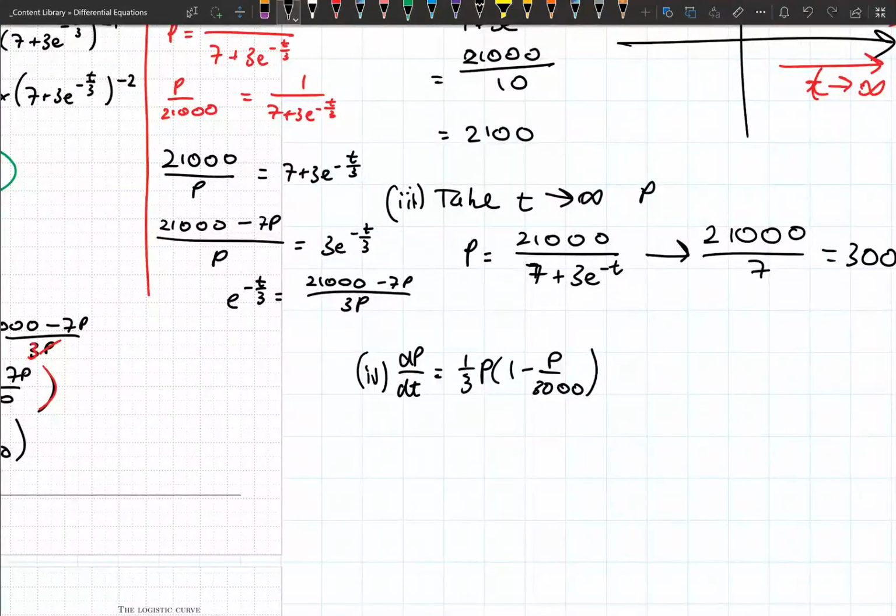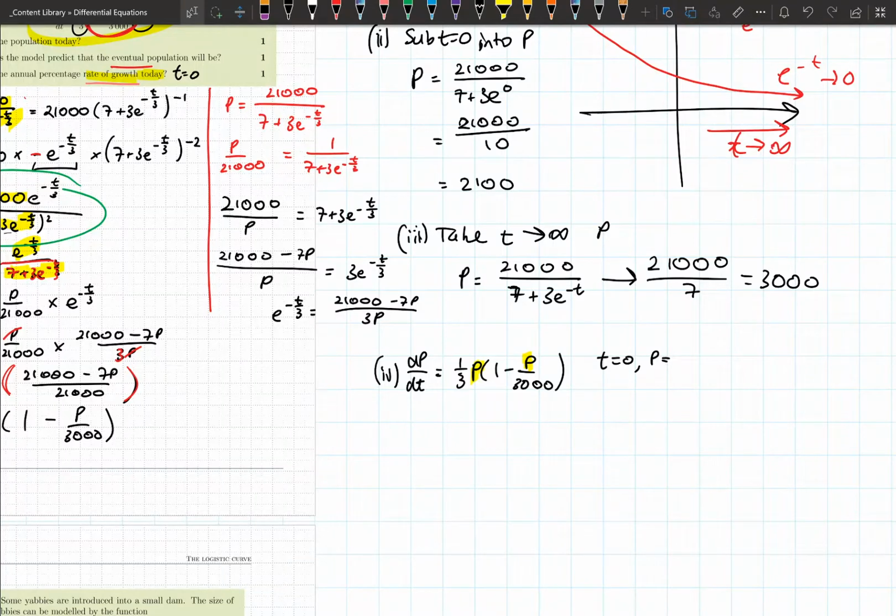We want to find the rate of growth today, right? Which is t is equal to 0. Notice here in this equation, what's the variable that they have this equation in terms of? P, right? So what we can do is just find the value of P when t is equal to 0. When t is equal to 0, what's the value of P? It's 3,000? T is equal to 0! Yes, when t equals 0, P is equal to 3,000.